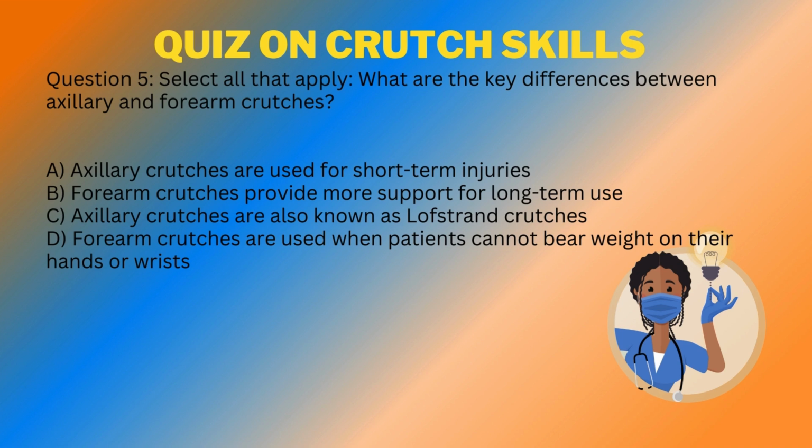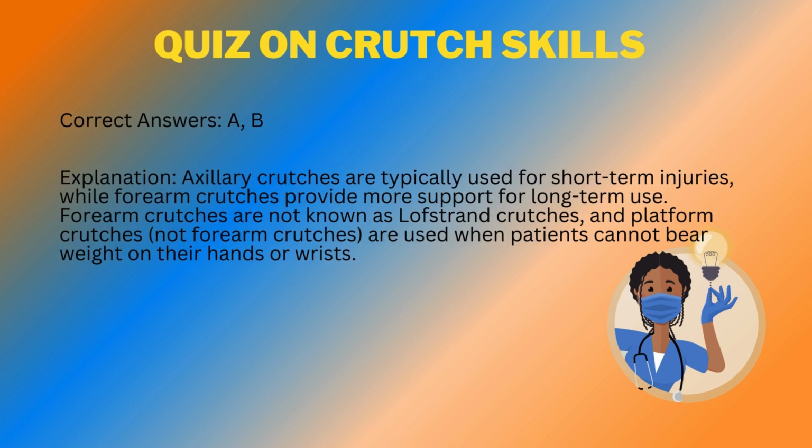Question 5. Select all that apply. What are the key differences between axillary and forearm crutches? A. Axillary crutches are used for short-term injuries. B. Forearm crutches provide more support for long-term use. C. Axillary crutches are also known as Lofstrand crutches. D. Forearm crutches are used when patients cannot bear weight on their hands or wrists. Correct answers: A, B.